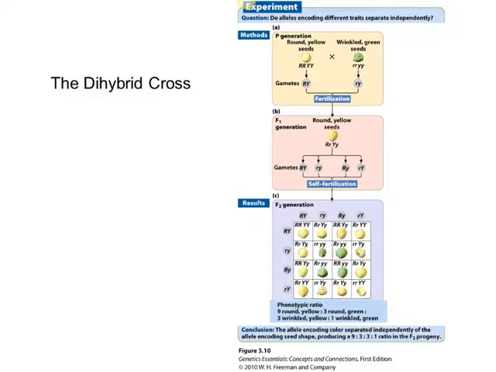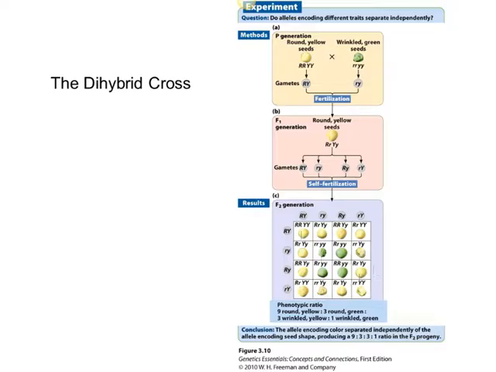Separately, if you just look at shape, we look at the rounds. The wrinkleds are here, here, here, and here. So 4 wrinkleds and then 12 rounds. So 12 round to 4 wrinkled is a 3 to 1 ratio of round to wrinkled. And so again, that's a 3 to 1 ratio. So the color is segregating in a 3 to 1 and the shape is segregating according to the 3 to 1. And so each gene, seed color and seed shape, separately are following the law of segregation.